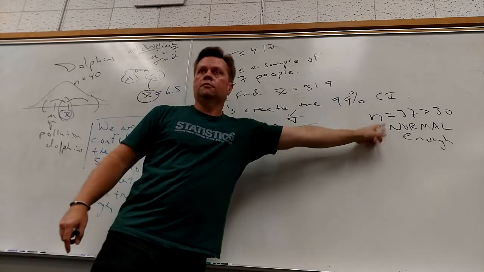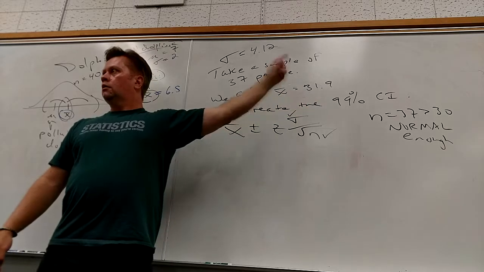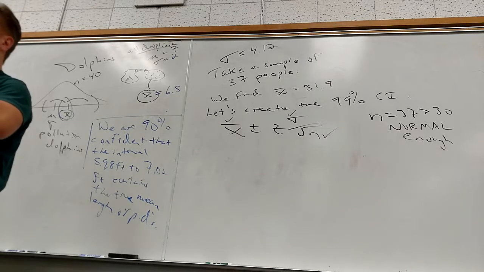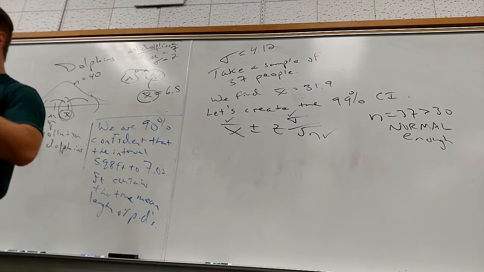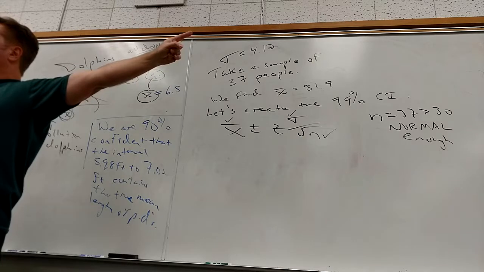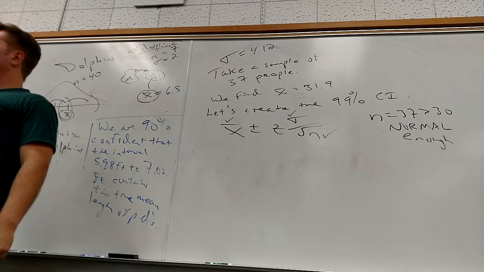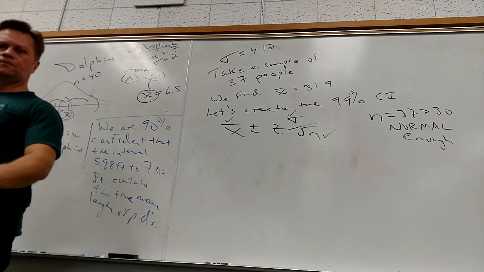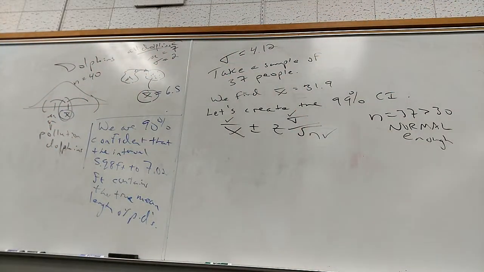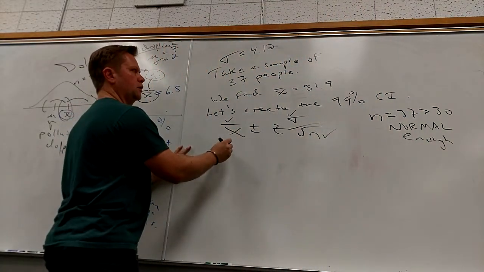Because central limit theorem says it's normal enough. So now, look at that Z-score. You're not looking at 0.99. You're looking for 0.005. Yes, because if there's 99% inside, there must be 1% outside. So 0.005 is what you're looking for, half a percent. And it should be an asterisk. Anybody have that? 2.575. Yep, cool.